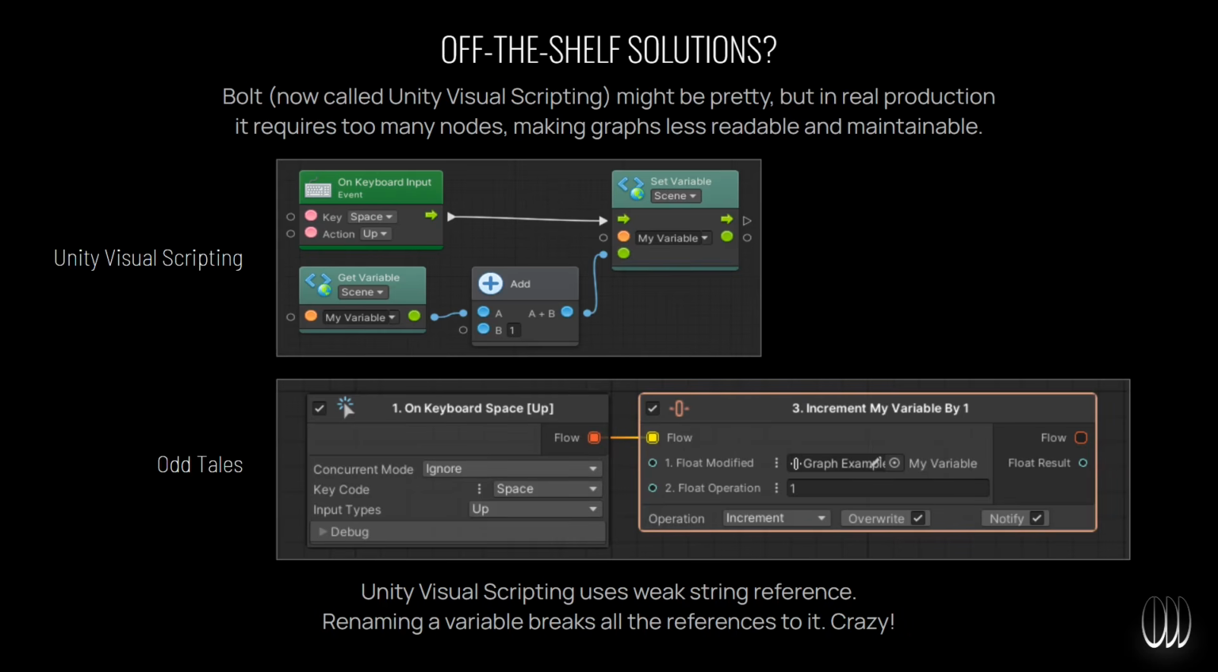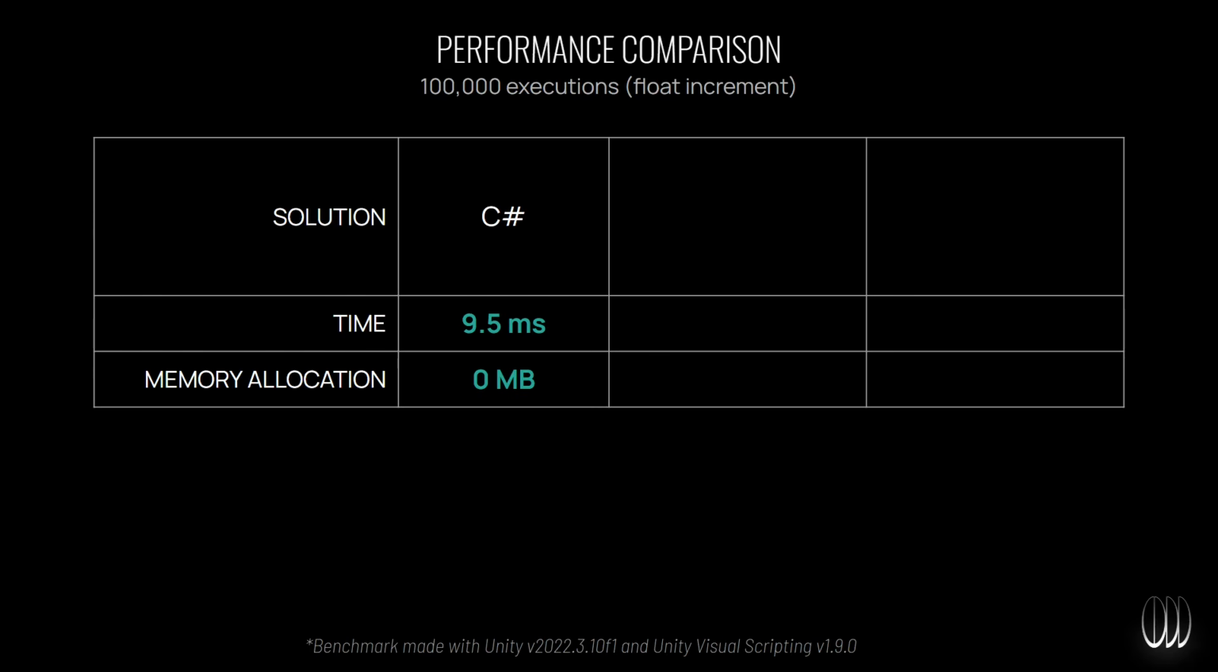It's also interesting to compare performances. If we take the logic from the previous slide, incrementing a float, and we execute it 100,000 times, what results do we get? First, with C# code, we get something around 10 milliseconds of processing. Important precision, it's not incrementing a simple float, but a float component variable to make the test equivalent to what we do in visual scripting. There is of course no memory allocation.